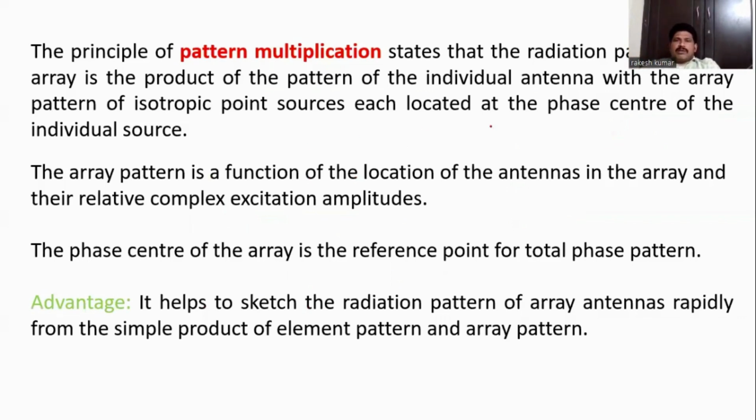The principle of pattern multiplication states that the radiation pattern of an array of antennas is the product of the pattern of individual antennas with the array pattern of isotropic point sources, each located at the phase center of the individual source. The array pattern is a function of the location of the antennas in the array and their relative complex excitation amplitudes. The phase center of the array is the reference point for the total pattern.